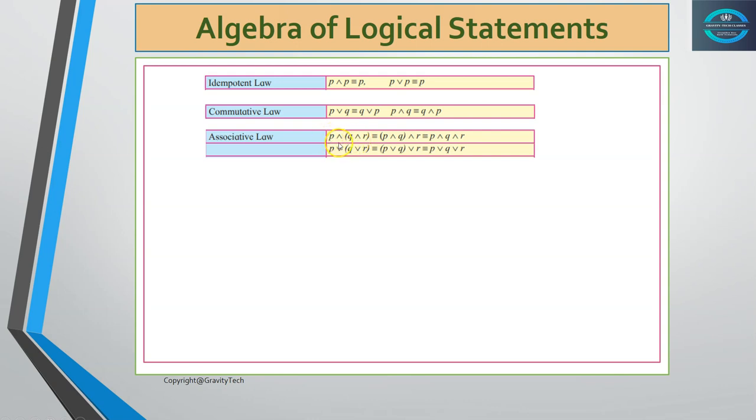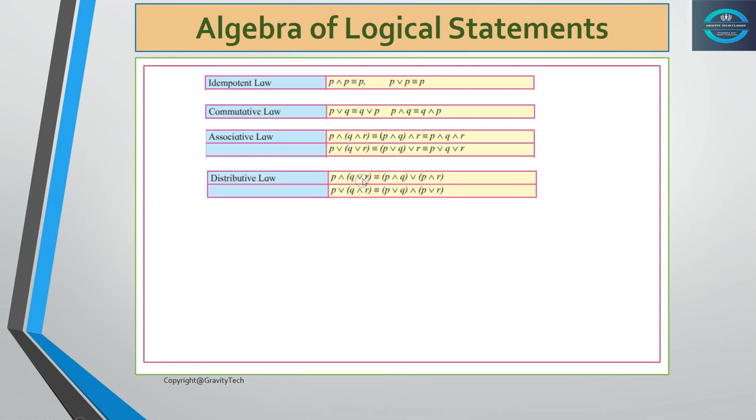So let's see P and Q and R. Here, if you do Q and R first and then P and that answer, it will be the same as P and Q and then R, in any order. Similarly for or, the order doesn't matter: P or Q or R. You can first do P or Q and then or R, right? So these are called associative laws. Either you can go by this side or by this side, the answer will be the same.